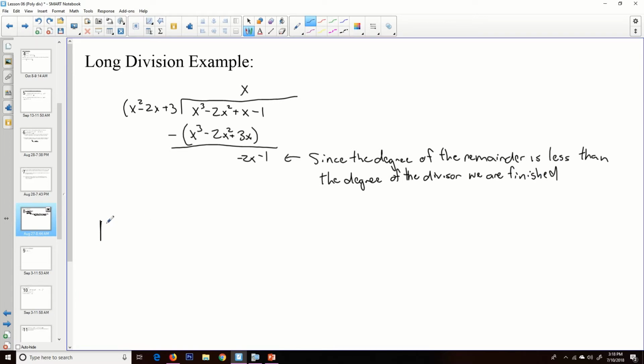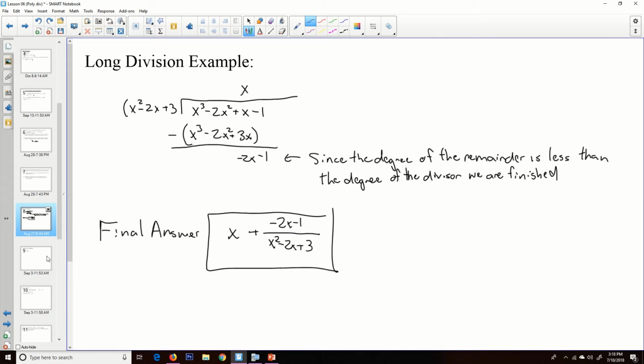And so my final answer is going to be x plus the remainder, negative 2x minus 1, all over the divisor, x squared minus 2x plus 3. There we go.